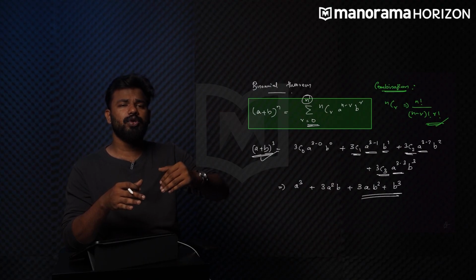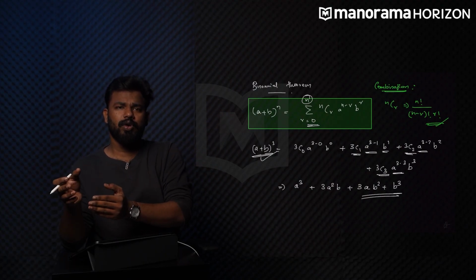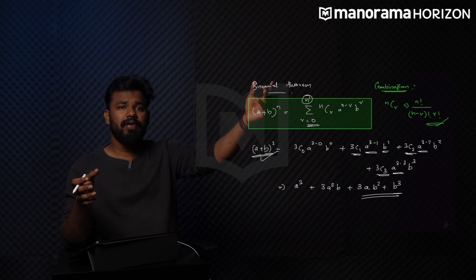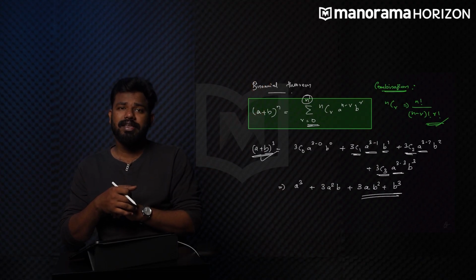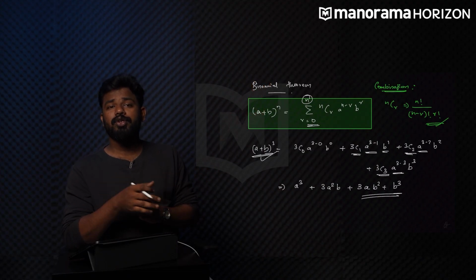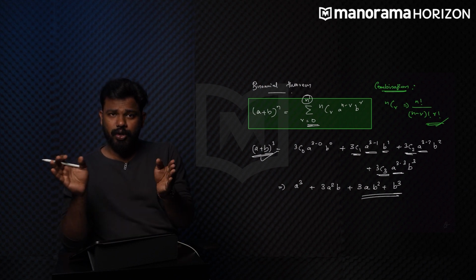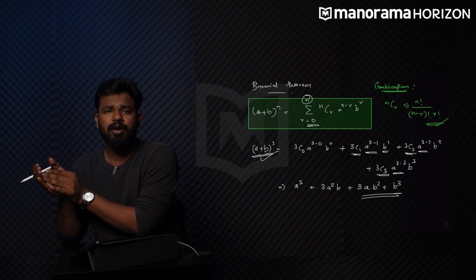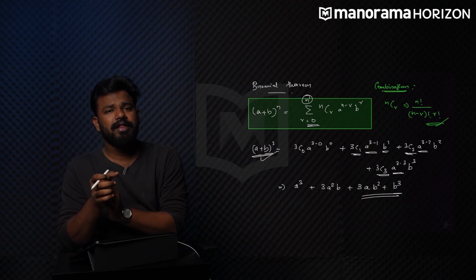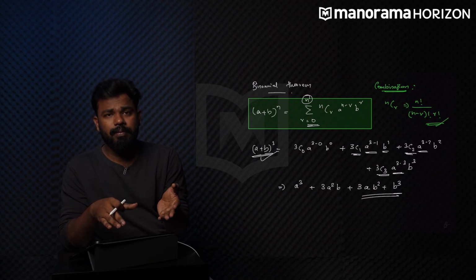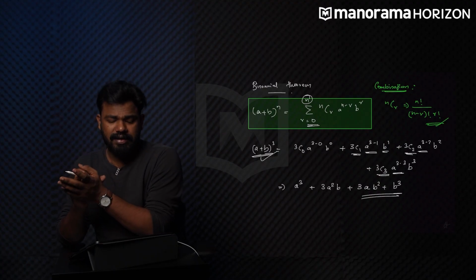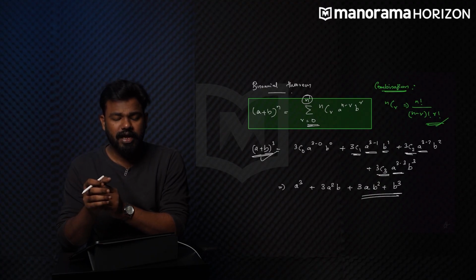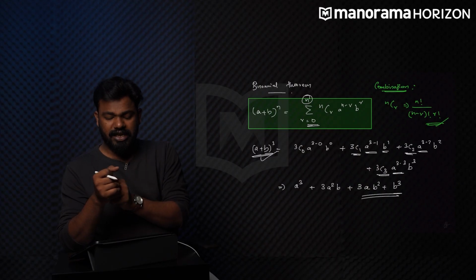What is this r equal to 0 to n? R starts from 0 and ends at the highest power which the expansion takes, that is n. So r equal to 0 to n, nCr, you use combinations, nCr, a raised to n minus r, b raised to r. Put all that inside this, you get the expansion of anything. You put any integer here, you get the exact value for that particular binomial expansion.